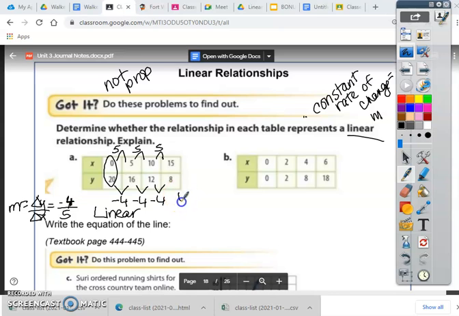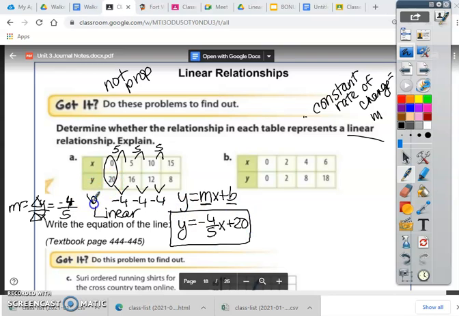So we would say y equals mx plus b. And the only ones we need to fill in are m and b. So y equals m, here it is, negative 4/5, x plus, and I'm looking over here to make sure it's positive, and it is, plus 20. There is our equation. This right here is always b.